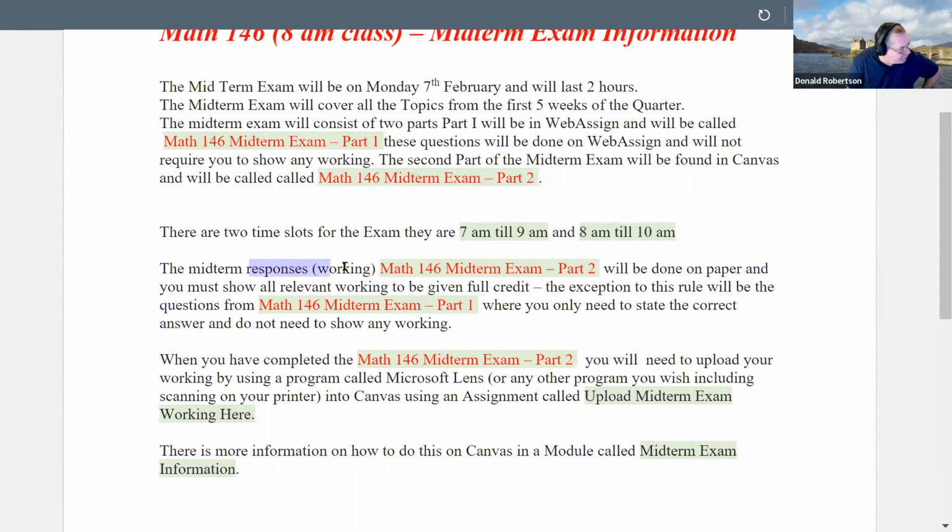Now, the responses, the working for part 2, you'll be writing it down on paper, and I want you to show all the working so I can give you partial credit. You don't show working for the midterm part 1. Do you know the ones that are in Canvas? I don't need to see working. There's not actually much point in you showing me working. Don't you just hit SALT and put in the buttons and you get the answer, right? But the part 2, show me working.